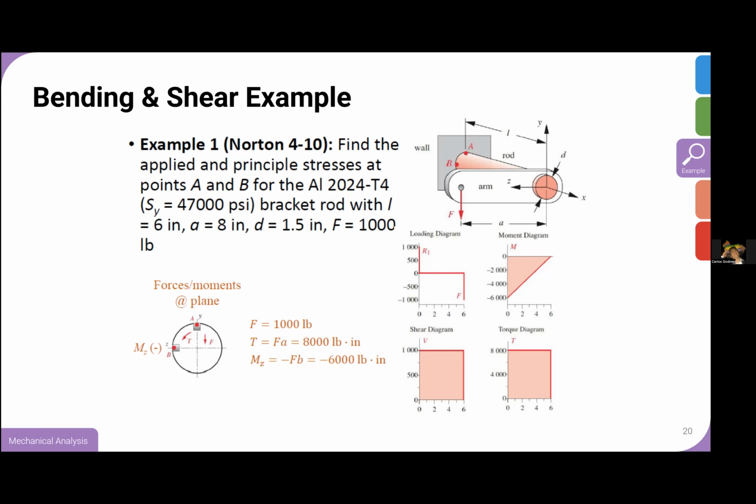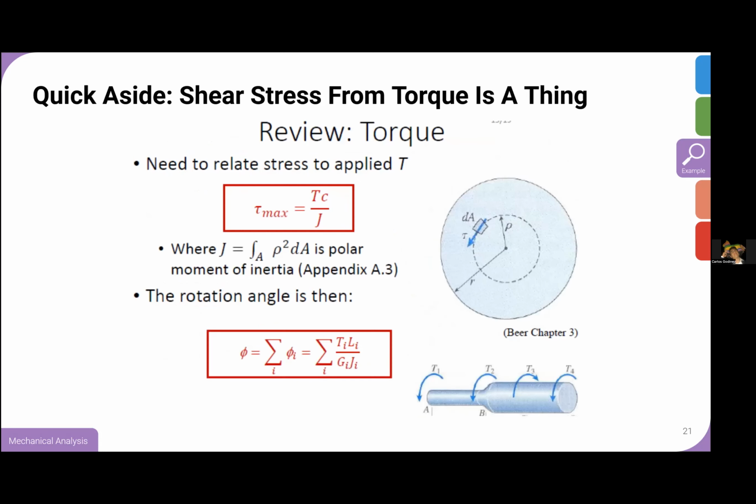Similarly, oppositely, when we're looking for transverse shear, because we are on that centroid right here, our transverse shear should be highest at point B. So let's walk through the example real fast.